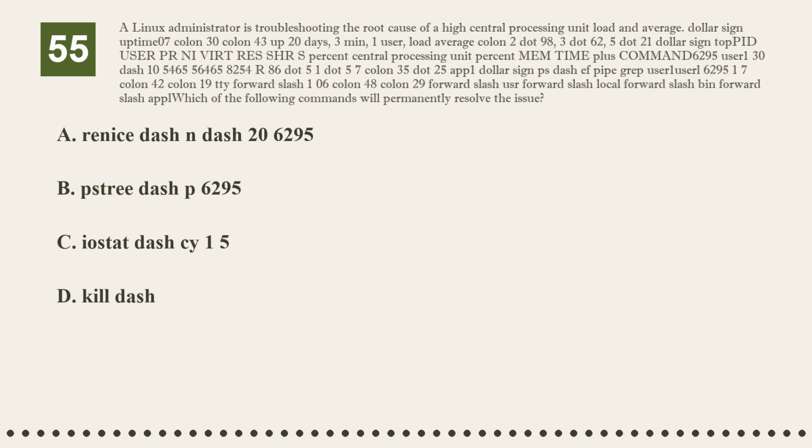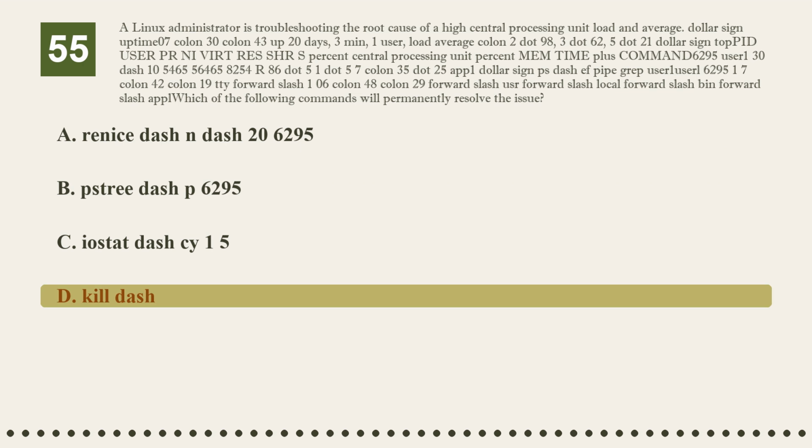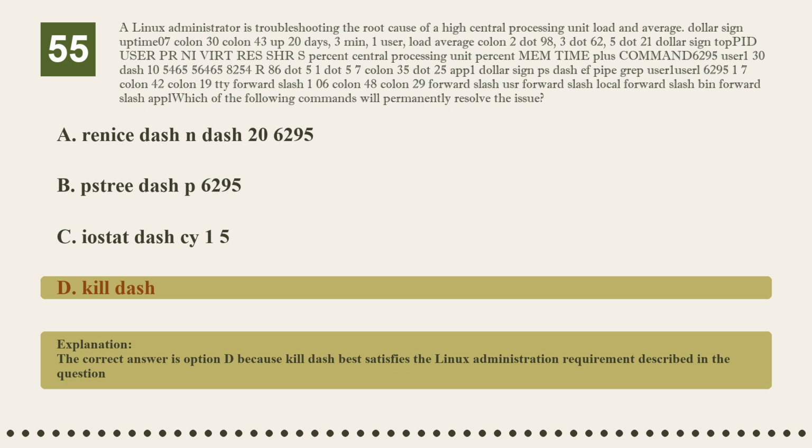Option A, renice -n -2 6295. Option B, strace -p 6295. Option C, lsof -p 6295. Option D, kill -9. The correct answer is option D, kill -9. The correct answer is option D because kill -9 best satisfies the Linux administration requirement described in the question.